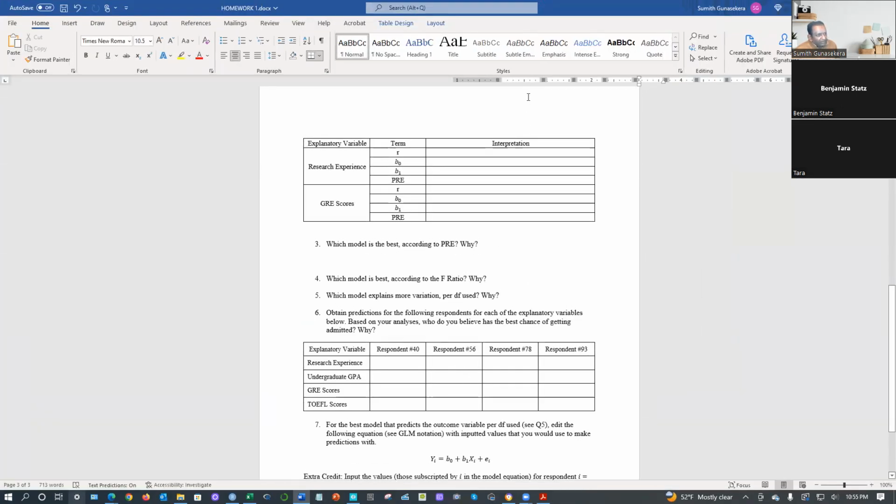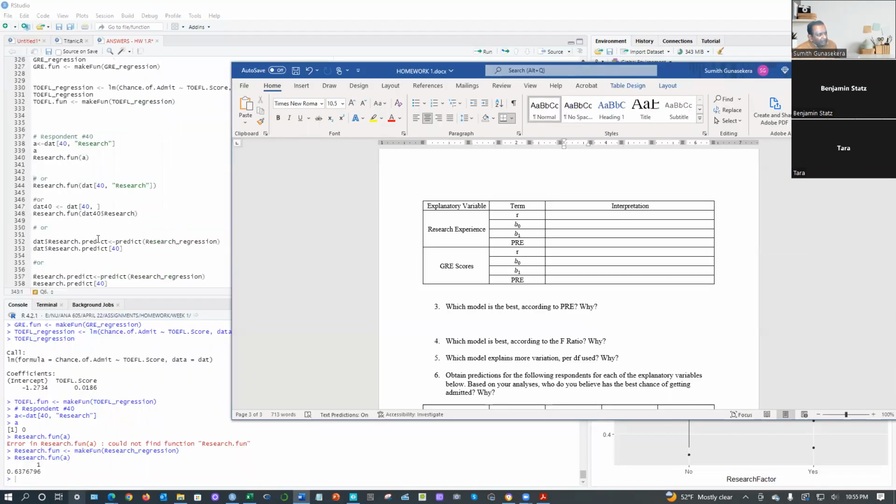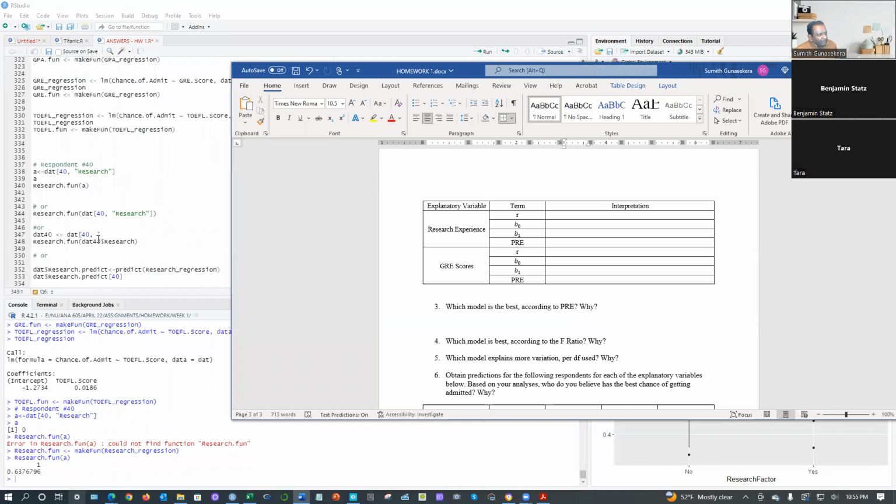40th person. See? It's called the DAT for research. See? That one. Okay. Or straight you go to the research function and put 40 inside. See? Go to the DAT and pick that one rather than going this way.